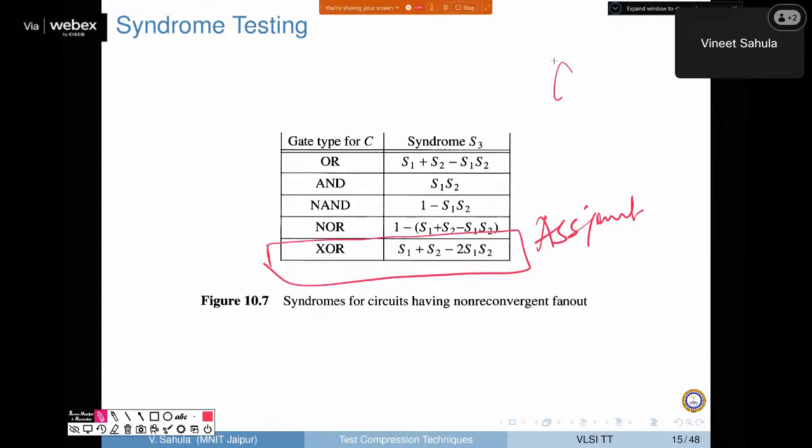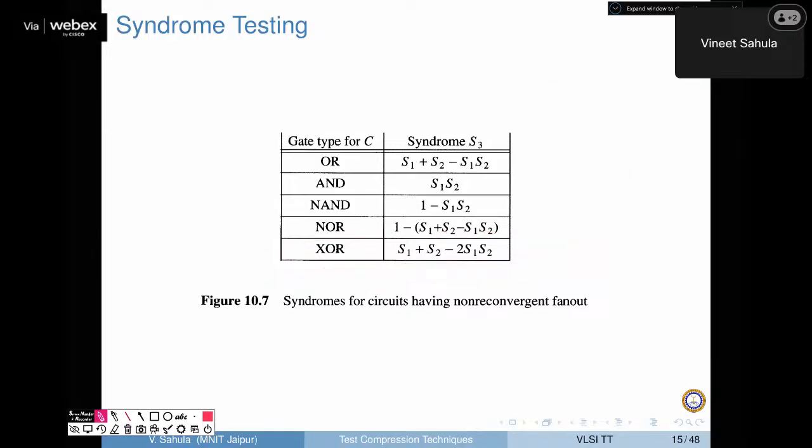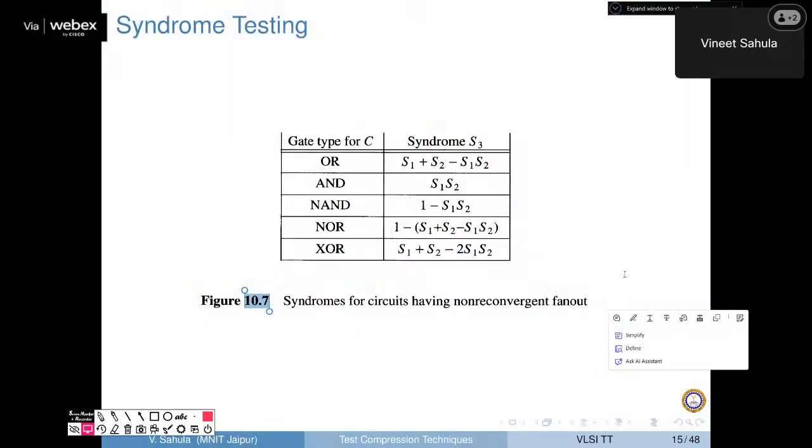See, if you are taking all quizzes and assignments, your performance will be counted. If you haven't done very well in the quiz or whatever, you must do the assignment. The assignment is to prove that the syndrome for XOR is this. Just do it on paper with pencil, scan it, upload it to drive, and put the link into your Canvas. The assignment will be floated for you. So I'm just coming to the start of the LFSR, and we take a small break.